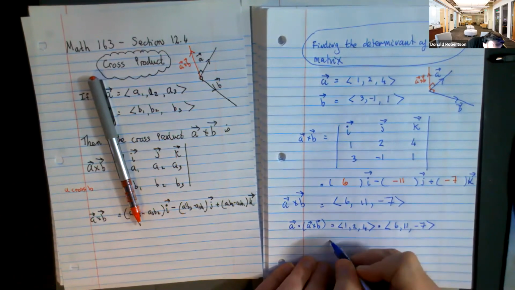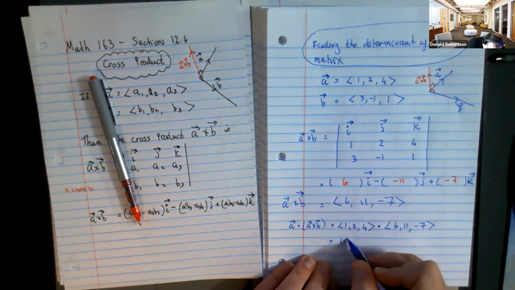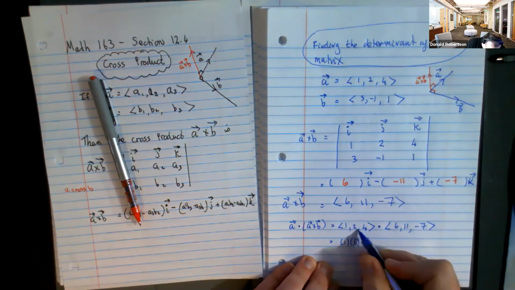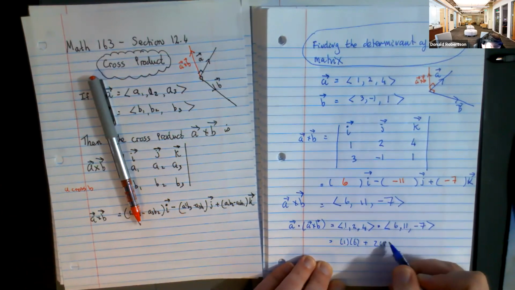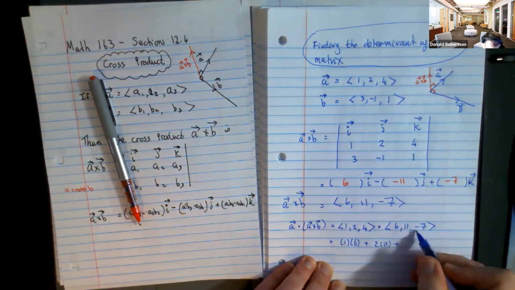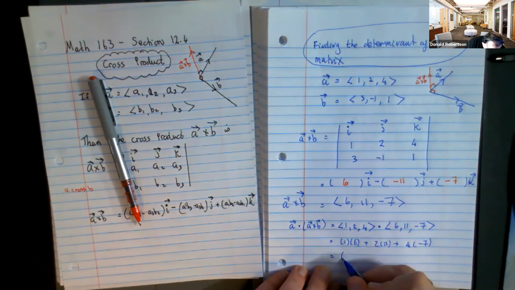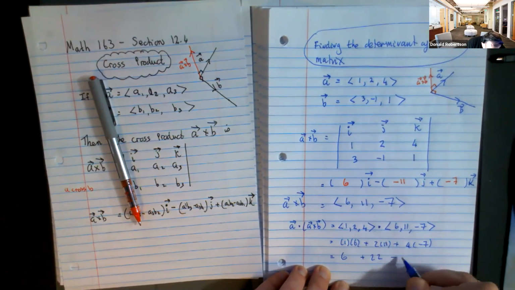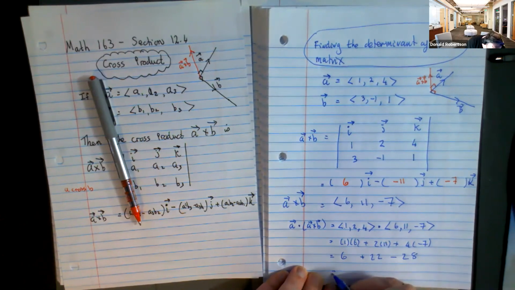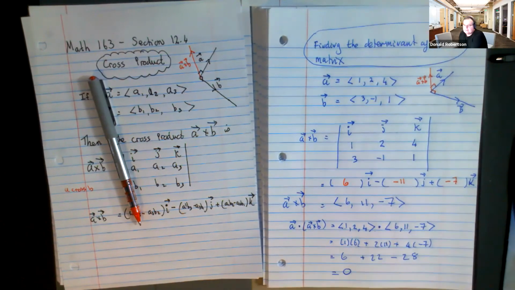Okay, 1 times 6 plus 2 times 11 plus 4 times -7. What does that get me? 6. Add 22, take 28. Am I good or am I good? Doesn't that mean that they are right angles to each other?